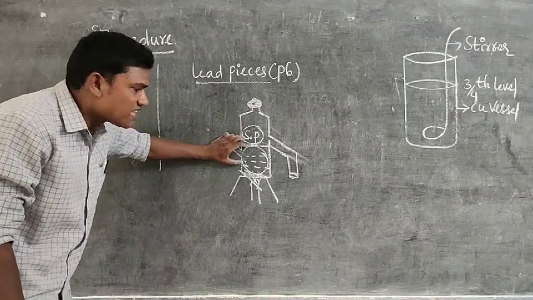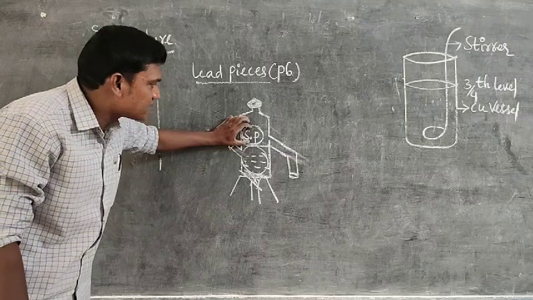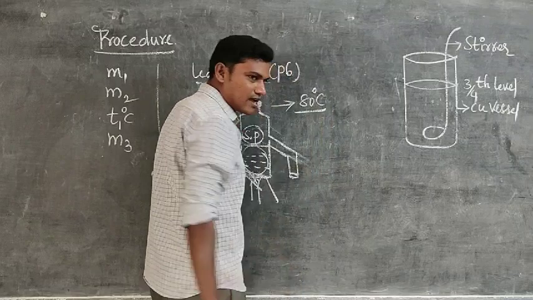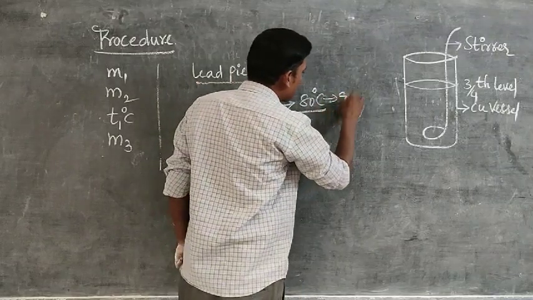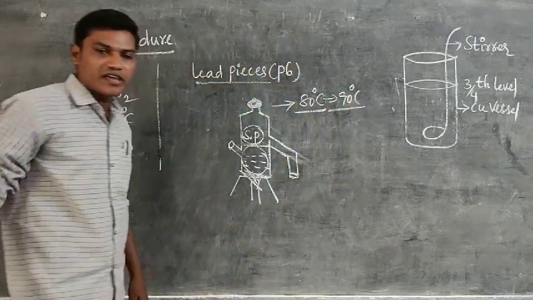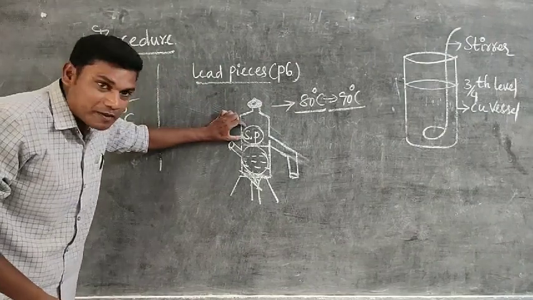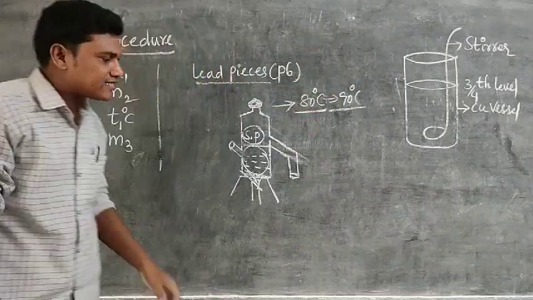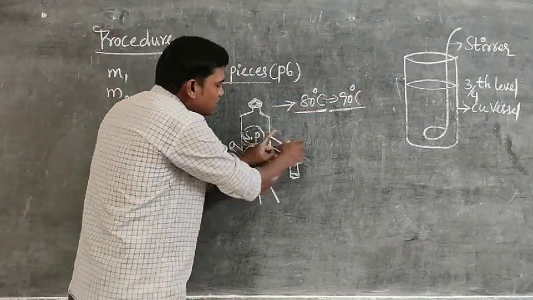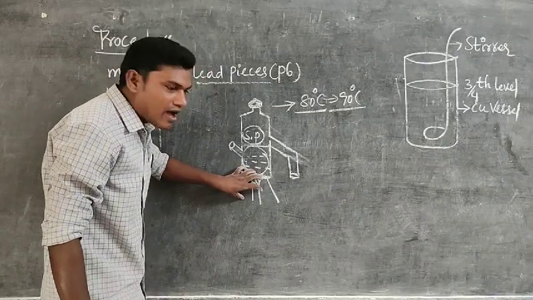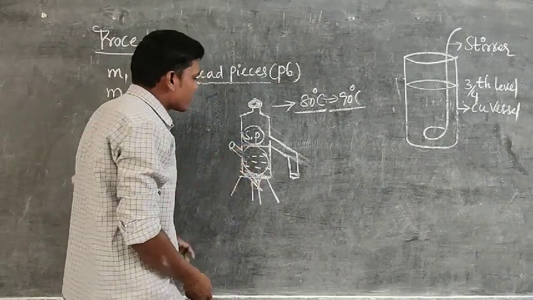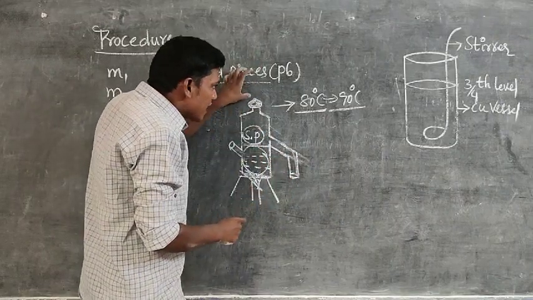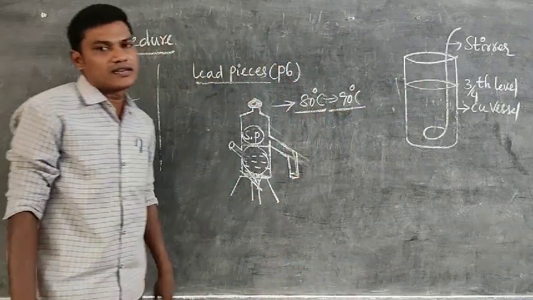By using the Regnault steam heater, the solid pieces are heated up to 80 degrees Celsius, or not exactly 80, we can heat it to 90 degrees Celsius. When the temperature of the solid pieces lies between 80 and 90 degrees Celsius, then immediately remove the Regnault steam heater from the Bunsen burner, and through this spout we pour the lead pieces into the calorimeter. Listen very carefully.